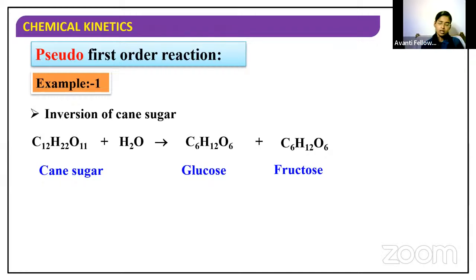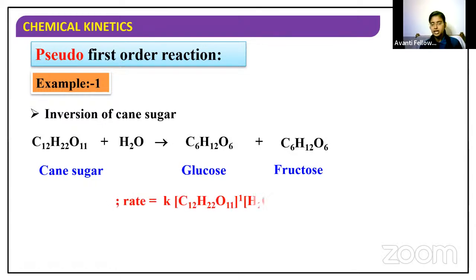Glucose and fructose both have the same molecular formula, but different functional groups are present in both. So they are functional isomers of each other, and that's why they have the same molecular formula. So what is happening here? We are taking two reactants, one is sucrose and the other one is water, which means the order of the reaction should be 2.